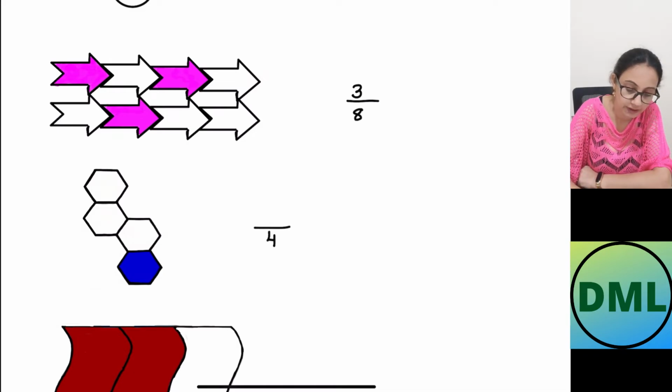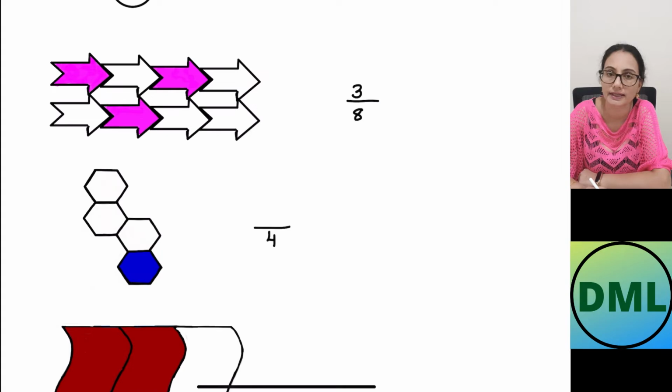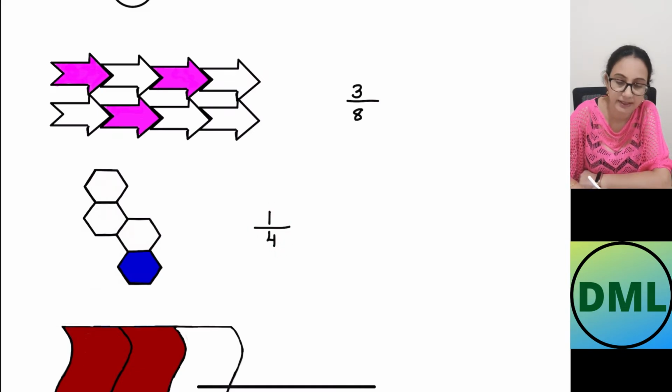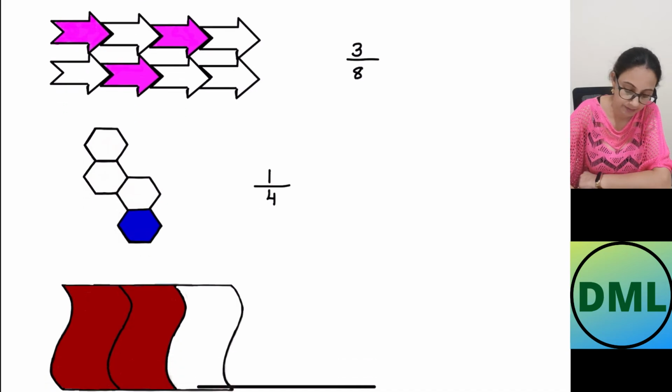So I will look for the colored hexagons. How many colored hexagons do I have? I have only 1 colored hexagon. So I will write down 1 in the numerator. That means 1/4 of the hexagon is blue. Out of 4 parts, 1 part is blue. Let's see one more example.